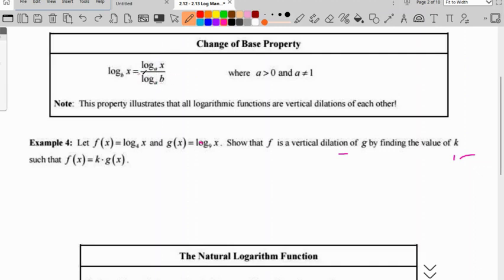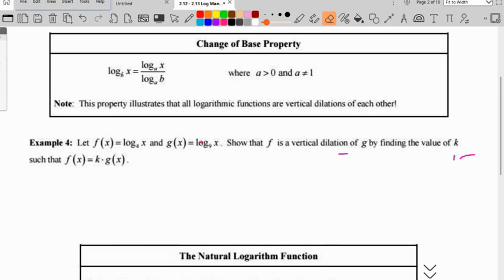So I always remember that the base is down low, and so it's what goes to the denominator. So you're still taking the log of what you were taking the log of, only with the new base, over the log with the new base of the old base. Okay, so that's definitely a property we want to remember. And it says right here, note this property illustrates that all logarithmic functions are vertical dilations of each other.